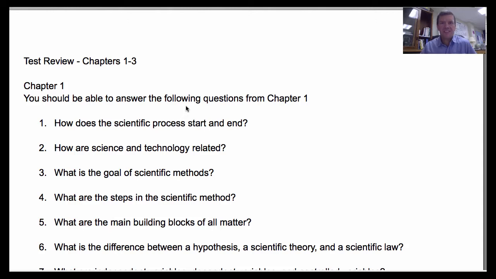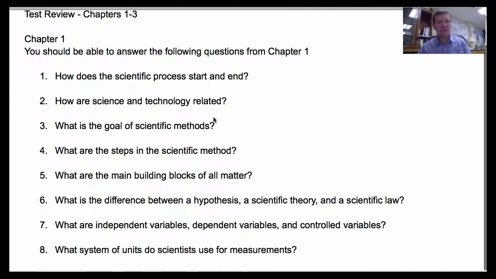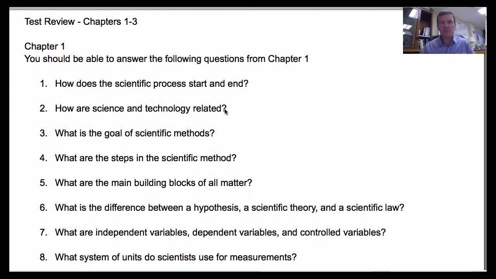All right, science class, let's look at some questions that are going to help you prepare for the test that's going to cover chapters 1, 2, and 3. And we're just going to walk through these questions together. I encourage you to write down these answers on a piece of paper or in your notebook so that you can look back at these and review before the test. All right, right here, this is all from chapter 1 to start.